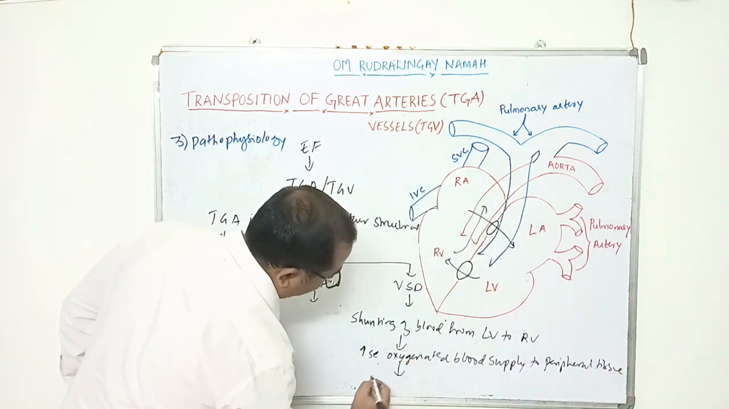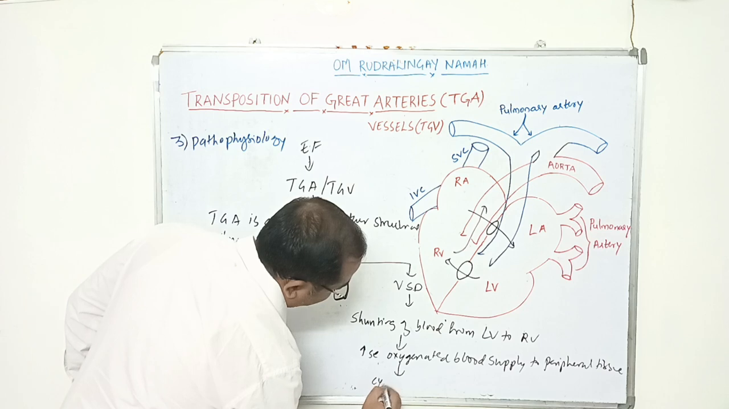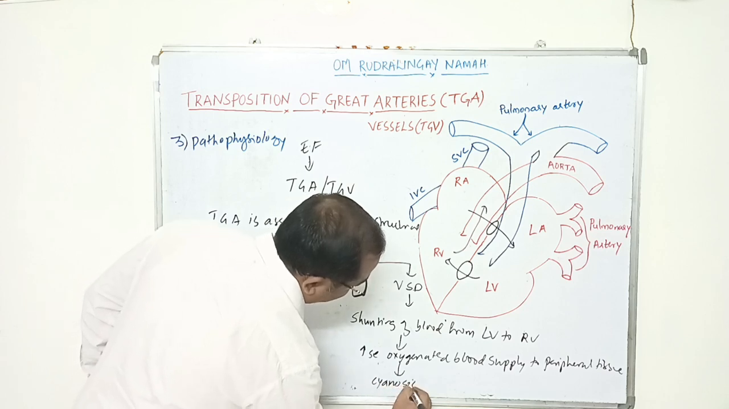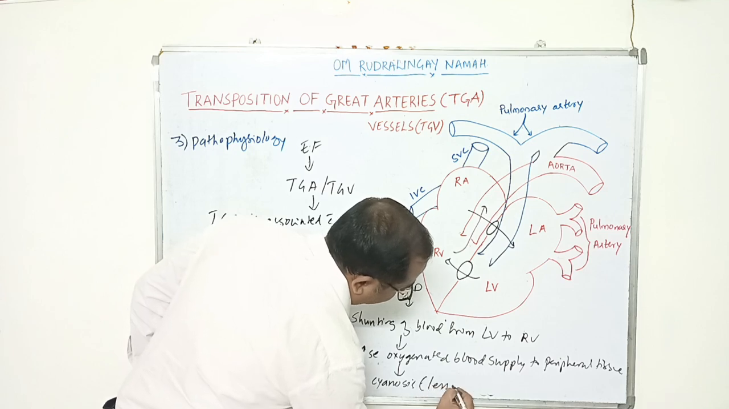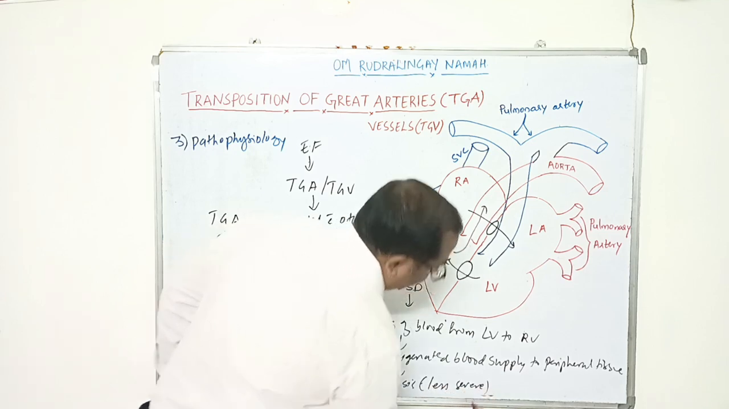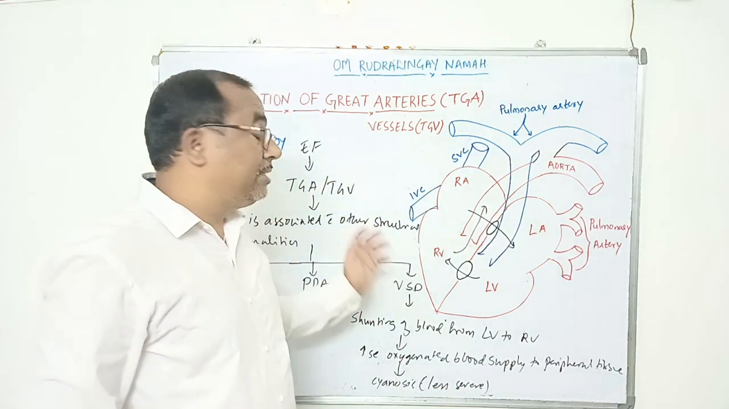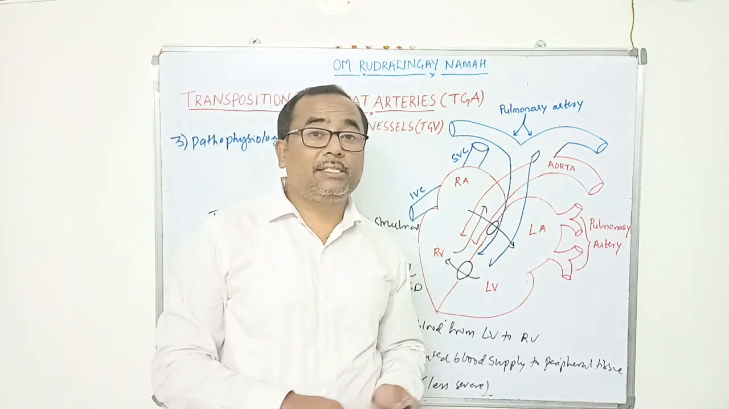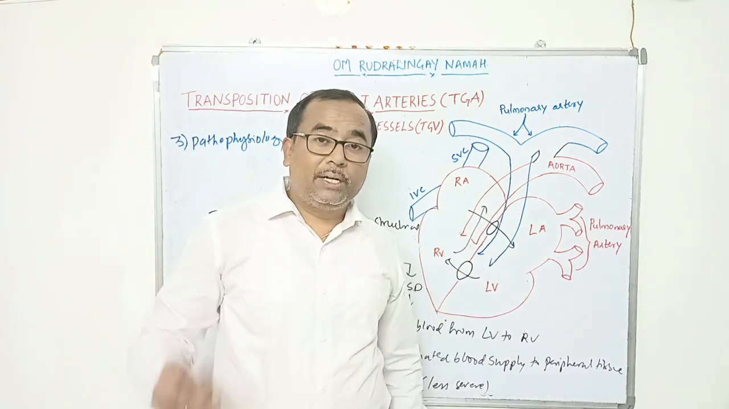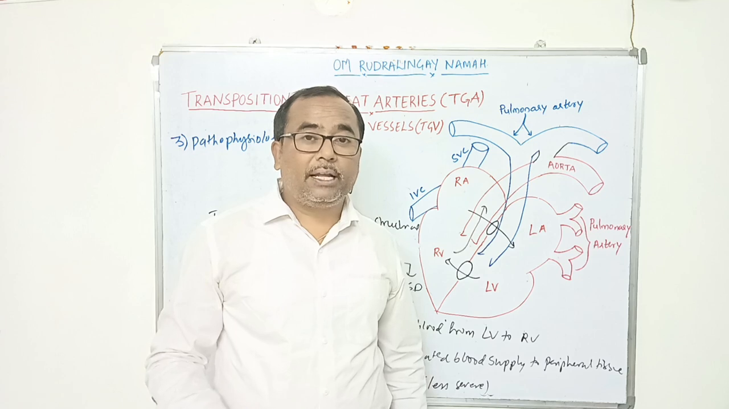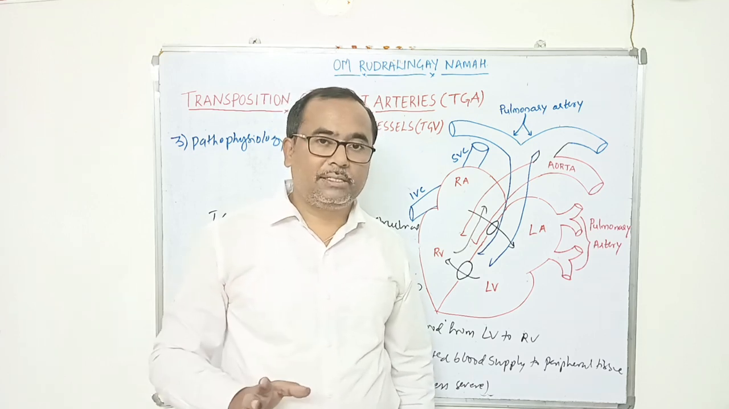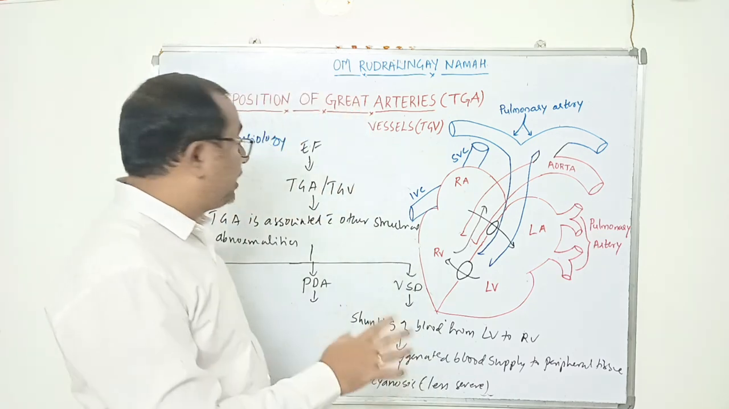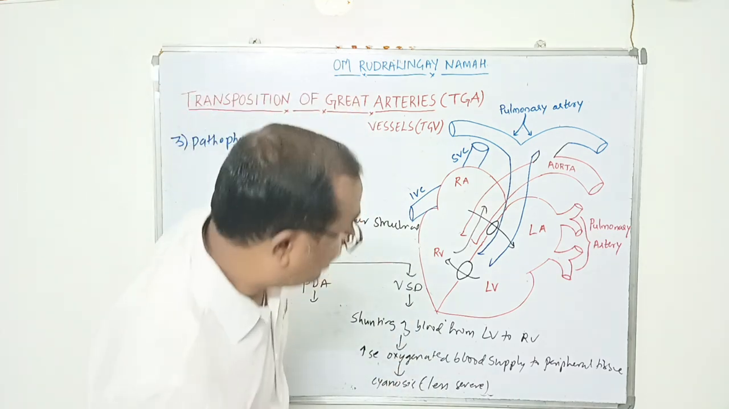There is some oxygenation and cyanosis. Cyanosis will obviously be present, but it is less severe compared to the presence of only transposition of great arteries. If it is presented with other associated congenital defects like ASD, VSD, and PDA, the severity of cyanosis is less. So this is all about the pathophysiology of transposition of great arteries.